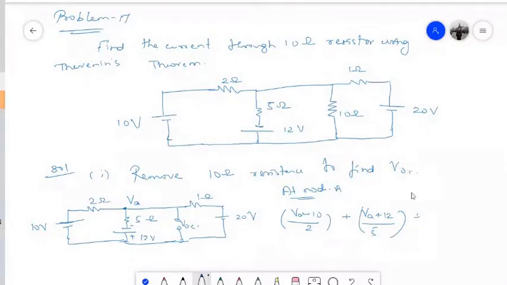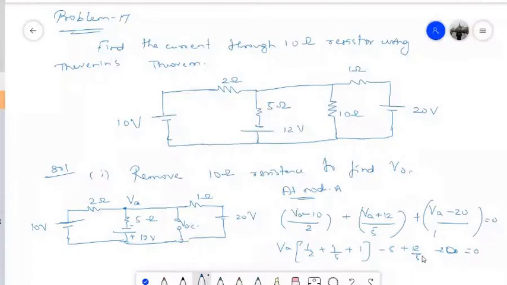and if you analyze this branch it will be (VA minus 20) divided by the 1 ohm resistance, so this will be 0. Now when you simplify this equation, you will be getting minus 5 plus 12 by 5 minus 20. This is equal to 0. So you must be getting around VA is equal to 13.29 volt, and this is nothing but my open circuited voltage in this particular terminal.